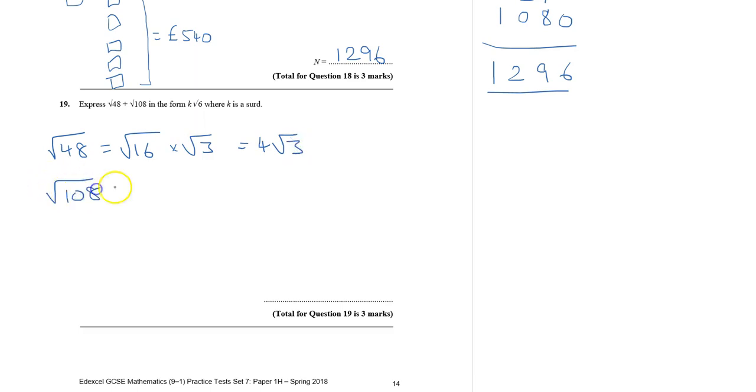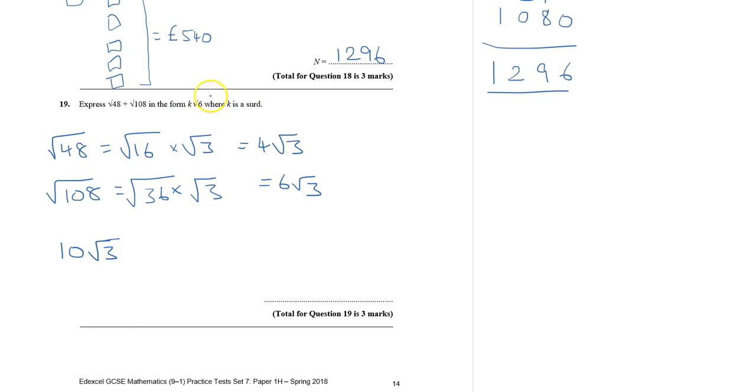Square root of 108. Now using this piece of information, I'm going to go with something times root 3. So what times 3 gives us 108? So we could divide it, which would give us 36. So that's 6 root 3. Now, because they've got the same surd, we can combine them. So 4 root 3 plus 6 root 3 would be 10 root 3.